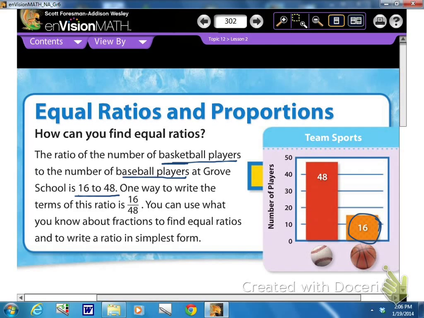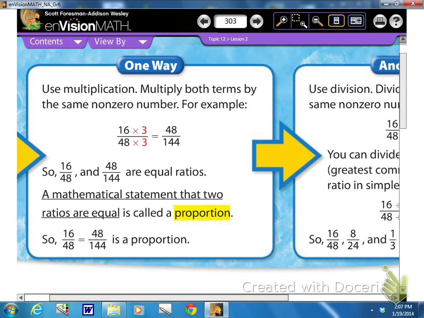One way to write the terms of this ratio, remember the numbers are called terms, is 16 over 48. And you can use what you know about fractions to find equal ratios and to write a ratio in simplest form. So this is kind of review for you. Okay, here's one way to find an equal ratio. Use multiplication, just like we did when we were finding equivalent fractions. You can multiply both terms by the same non-zero number.